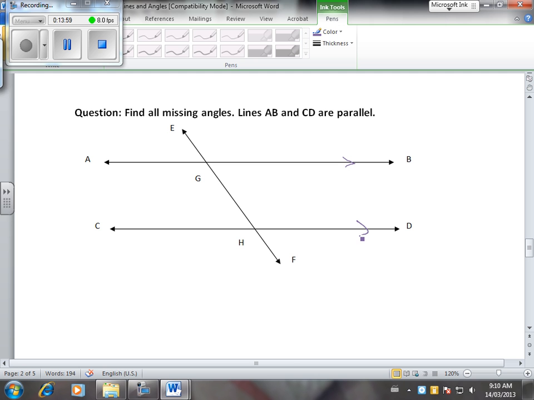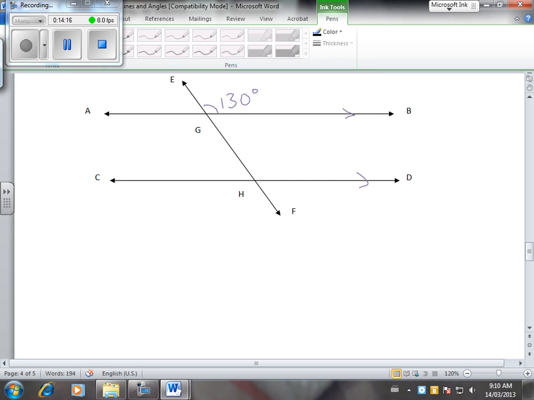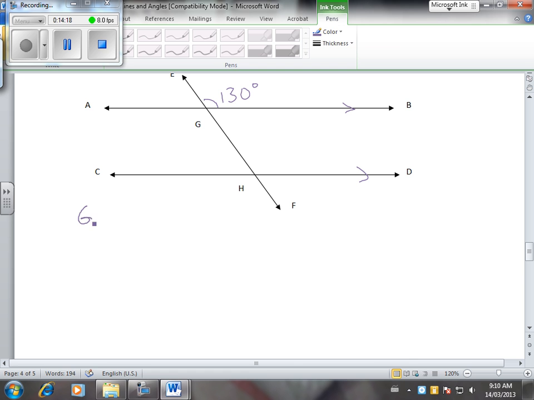So we'll draw in our parallel lines, because we're told that lines A B and C D are parallel. And we have a transversal EF intersecting them. So let's find all the missing angles. And we will be given this angle here, 130 degrees. So we are given that angle EGB equals 130 degrees.